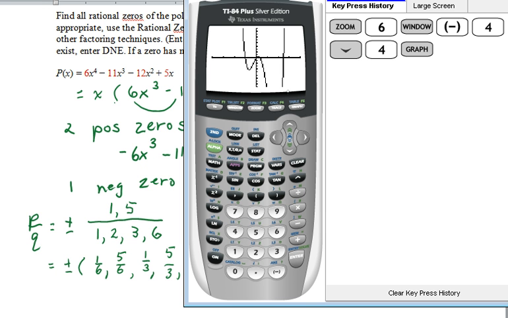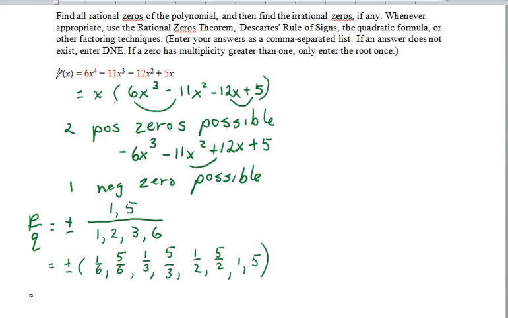And it looks as if we may have a rational zero at -1 in addition to 0. So let's see if -1 actually works when we use synthetic division. So we're going to do this on the cubic function. 6, -11, -12, and 5 are the coefficients.